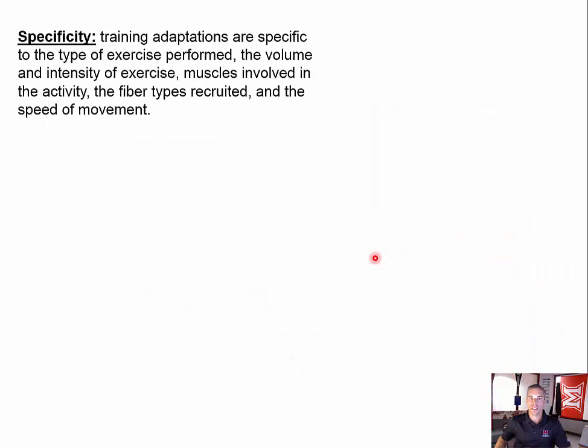Another very common principle of exercise training is the principle of specificity. It states that training adaptations are specific to the type of exercise performed, the volume as well as the intensity of exercise, the muscles involved in the activity, also the fiber types that are recruited during that specific exercise activity, and also the speed at which the exercise is performed.